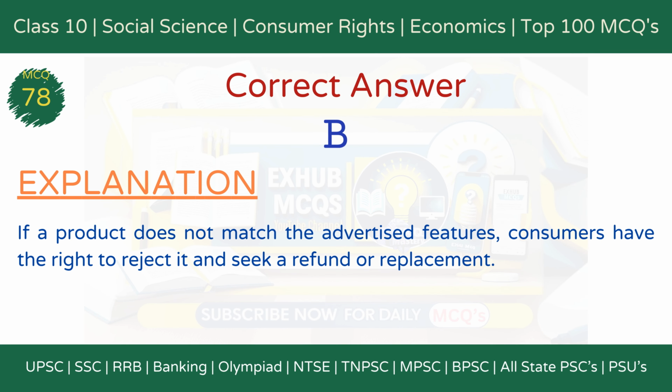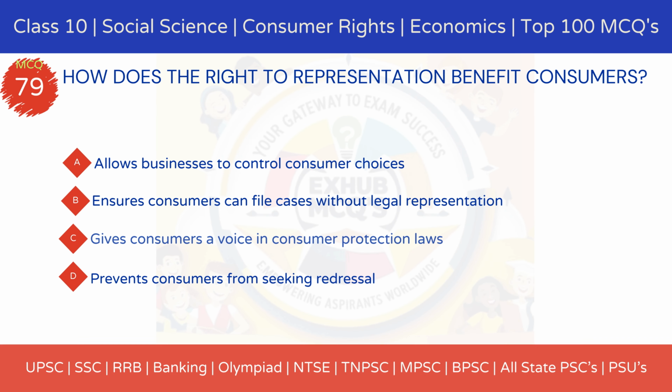The correct answer is option B, it does not match the advertised features. Explanation: if a product does not match the advertised features, consumers have the right to reject it and seek a refund or replacement. MCQ 79. How does the right to representation benefit consumers? Option A, allows businesses to control consumer choices. Option B, ensures consumers can file cases without legal representation. Option C, gives consumers a voice in consumer protection laws. Option D, prevents consumers from seeking redressal.